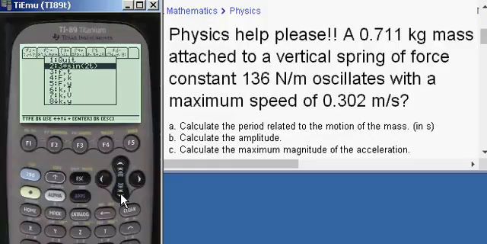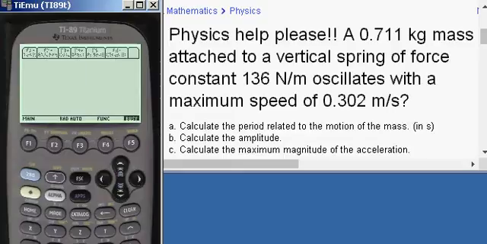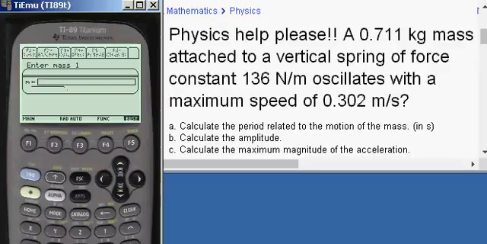This is during the motion of oscillation that the spring goes through when you put a mass on there and pull it down and let it start to oscillate. So let's scroll down here to mass and k. There's k, there's amplitudes, other things depending on what they give you. Here's velocity, v, okay? We're going to choose that, and we're going to enter our variables, okay?